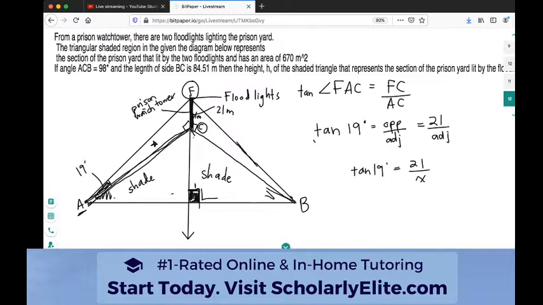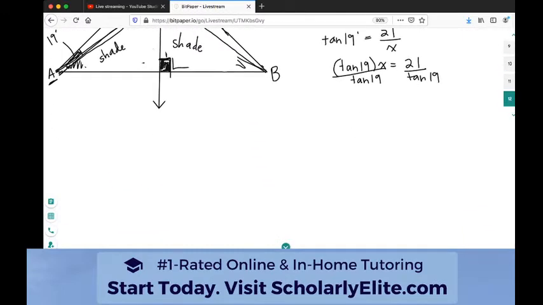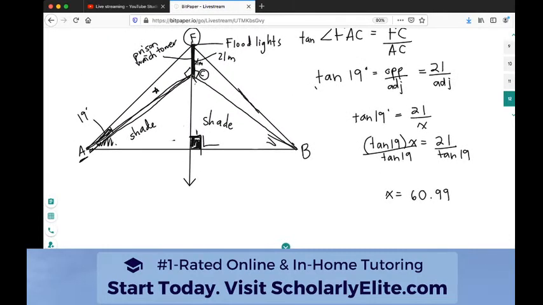So how can we solve? All we have to do is a quick cross multiplication, and we get tan of 19 times x equals 21. And then you divide off tan of 19 from both sides. And then we get x equals 21 divided by tan of 19, which is approximately 60.99.